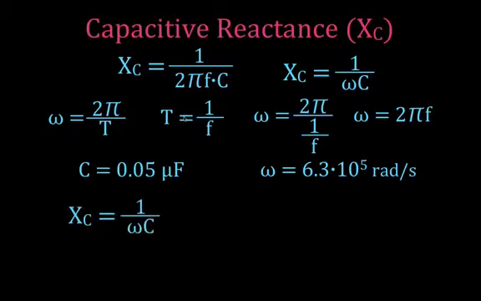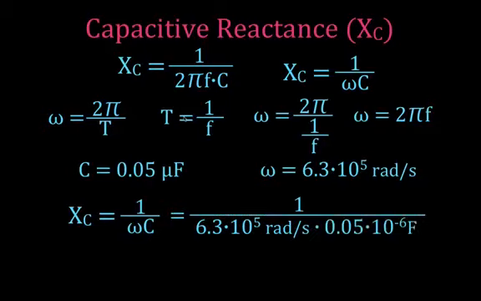And therefore we get that the capacitive reactance is equal to 1 over omega c, which is 1 over 6.3 times 10 to the 5 radians per second, times 0.05 times 10 to the minus 6 farads, once again microfarads. And therefore we get the same answer, that the capacitive reactance is 32 ohms. Okay, in either case, whether you use the frequency or the angular velocity, you should get the same answer.